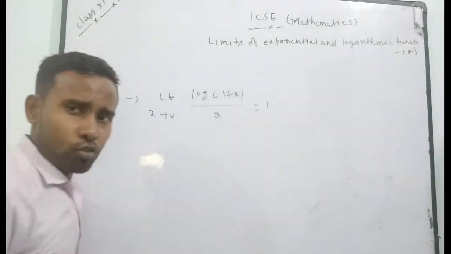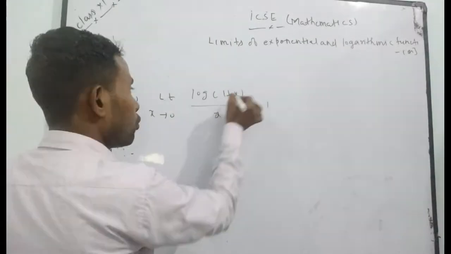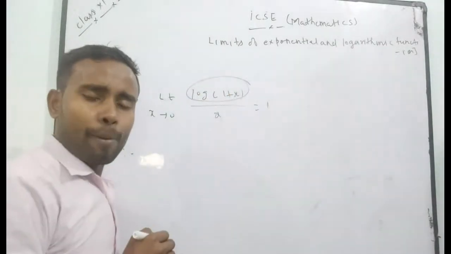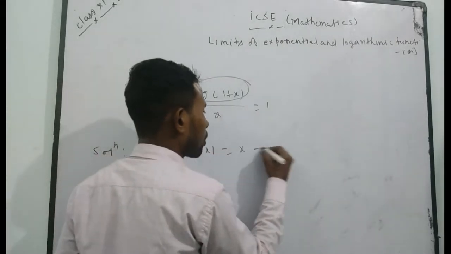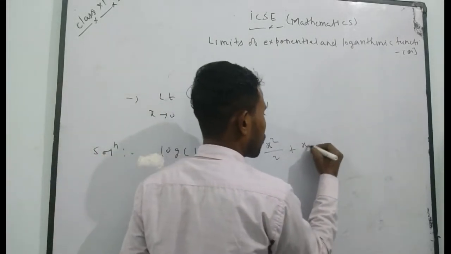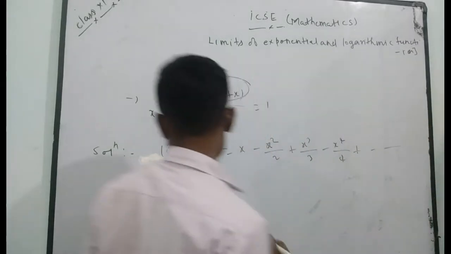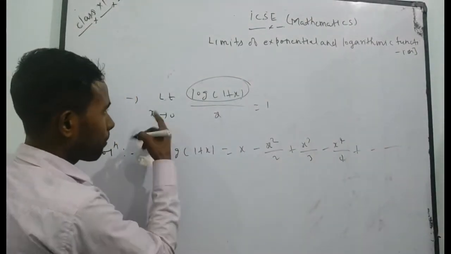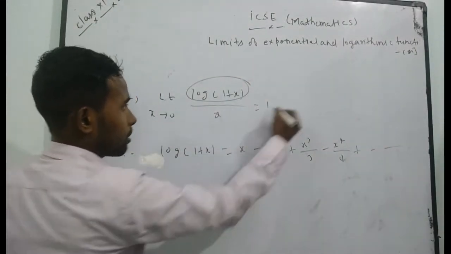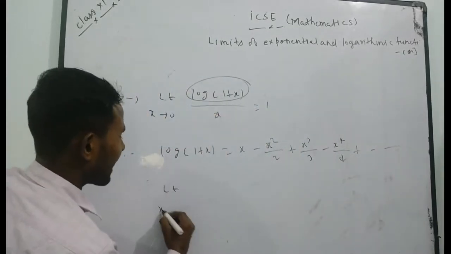How can you prove it? It is also very simple, but it is beyond your class because you have to use the expansion of log(1 plus x). In higher classes, you will discuss that log(1 plus x) is equal to x minus x square by 2 plus x cube by 3 minus x to the power 4 by 4 plus and so on. This is the expansion of log(1 plus x). You have to utilize it here. Don't take it from the LHS; simply use the limit as x tends to 0.